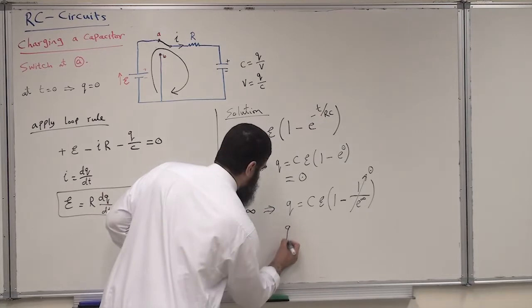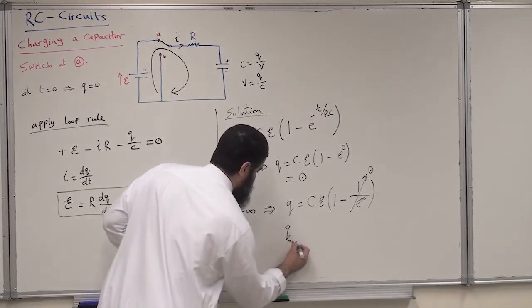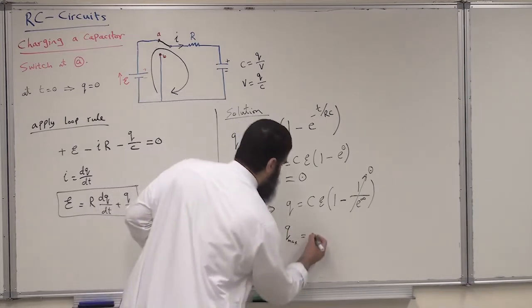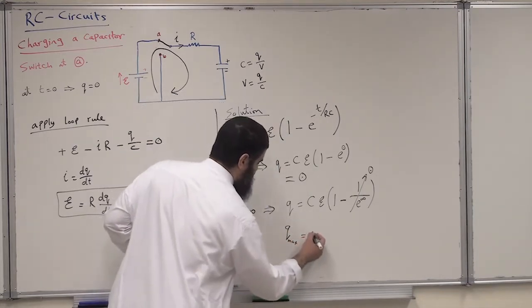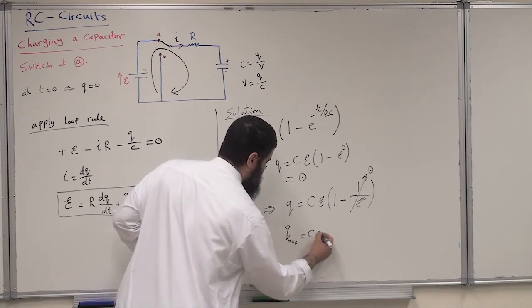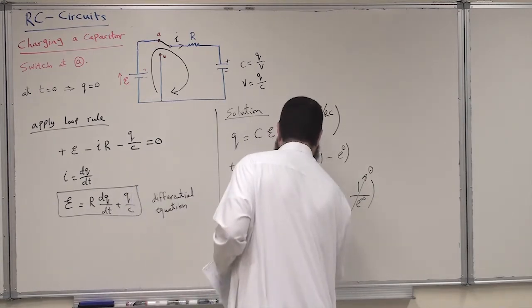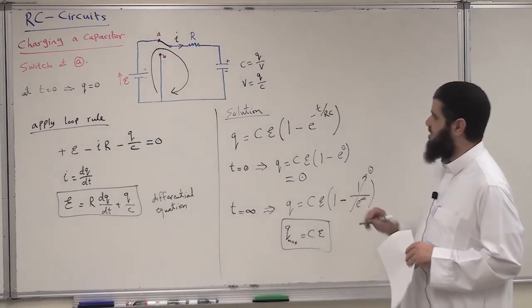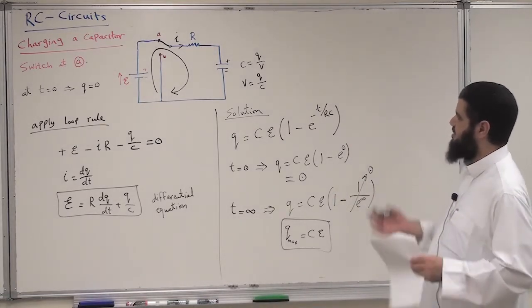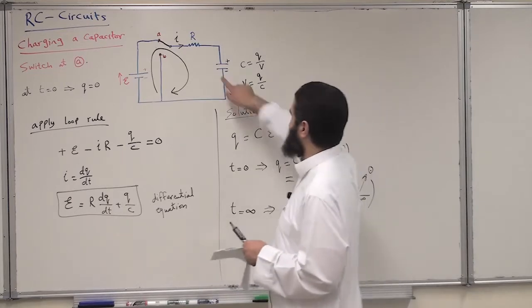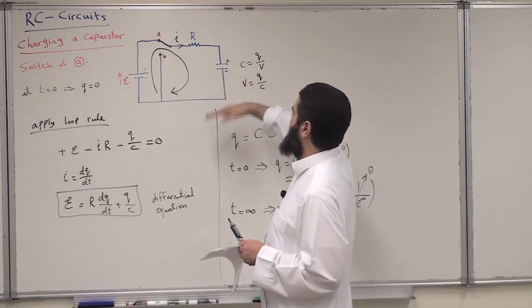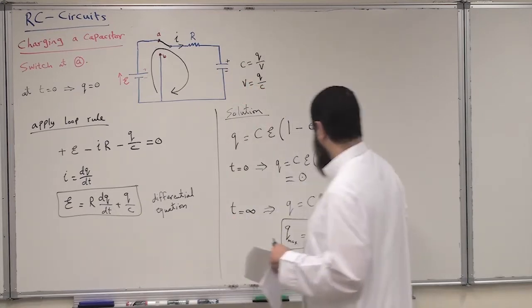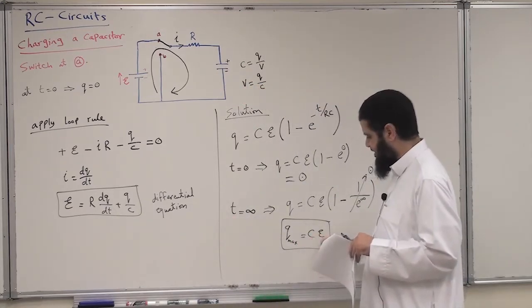This is the maximum charge the capacitor will gain when the time is very large. At that moment, Q will be equal to C multiplied by E, the EMF. So this is a very important result. We start at the very beginning with 0 charge on our capacitor. It increases until it reaches the maximum value, and it is equal to CE.